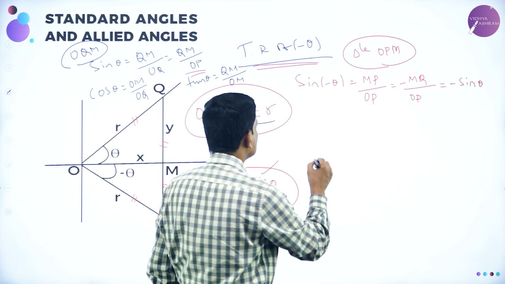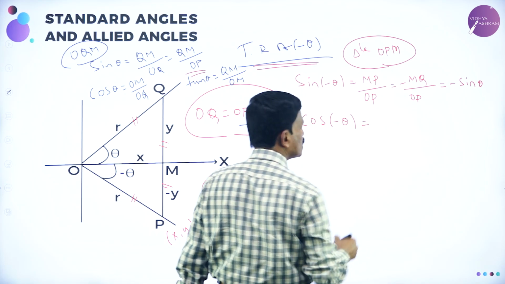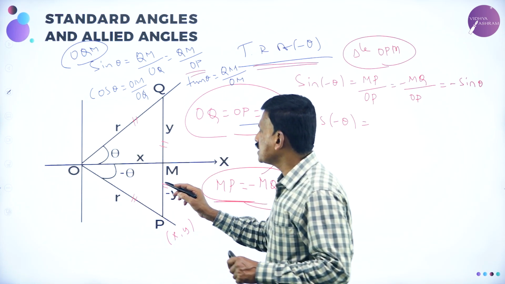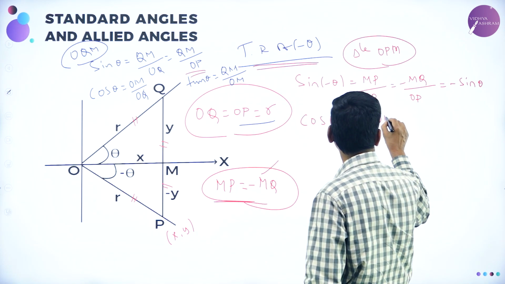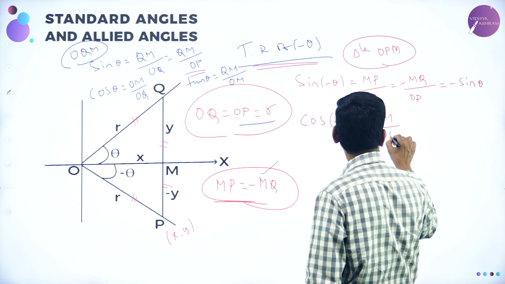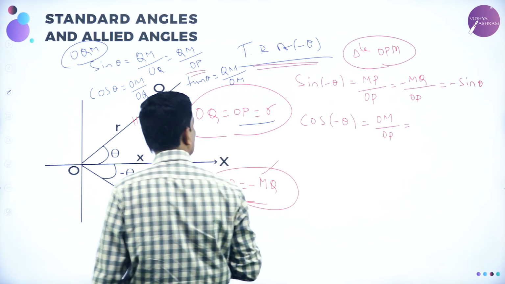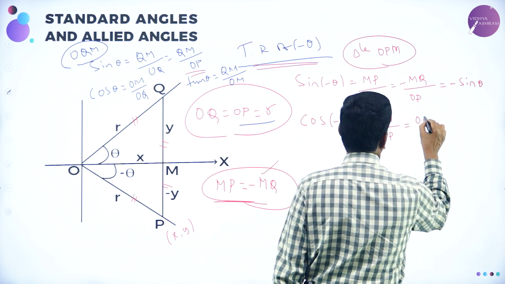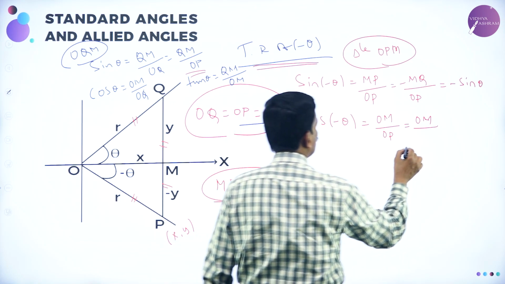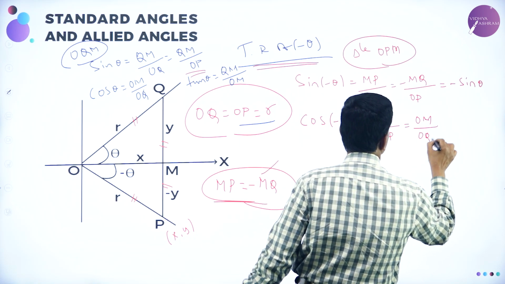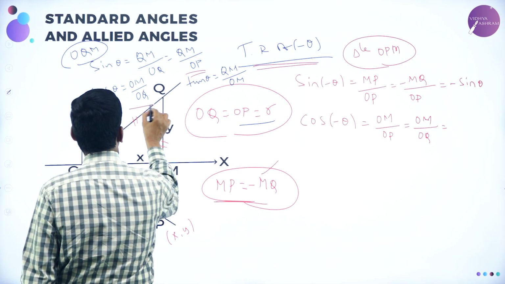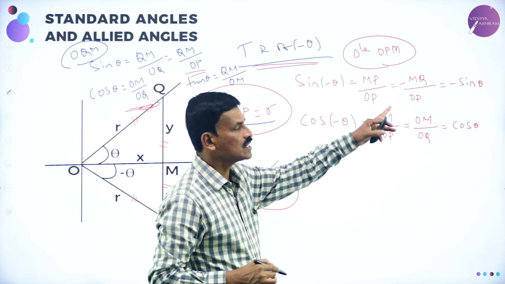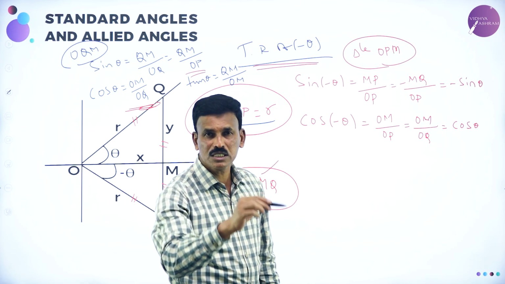Hope you followed. Move on to the next one, cos of minus theta. What is cos of minus theta? From this triangle, cos theta is equal to adjacent side divided by hypotenuse. What is the adjacent side here? Adjacent is nothing but OM divided by OP, right? Now, what is OM divided by OP? OM is the same, and OP is also equal to OQ. What is this equal to? OM by OQ, which is equal to cos theta. See the difference. The first one is negative, the second one is positive. That means cos of minus theta is plus cos theta.